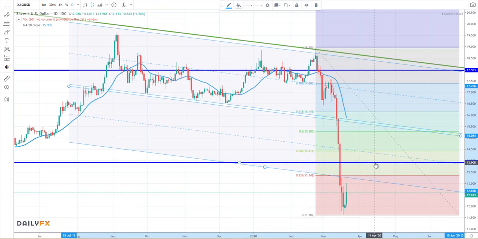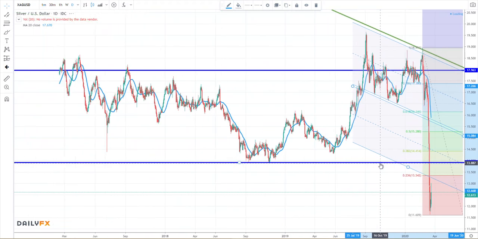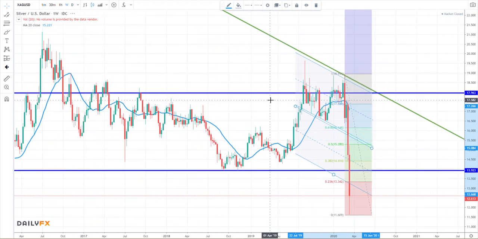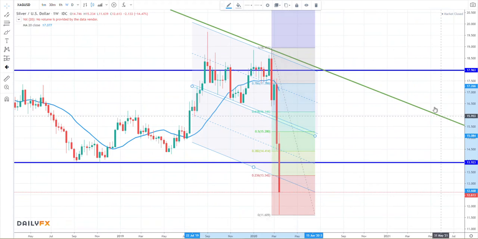So if you're holding silver right now, you might want to look for the next retracement to $14, and then get back in the game into buying when prices go down to about the $8 mark.